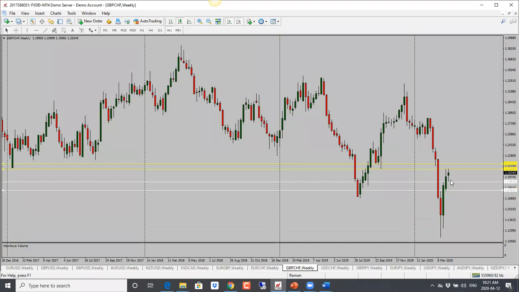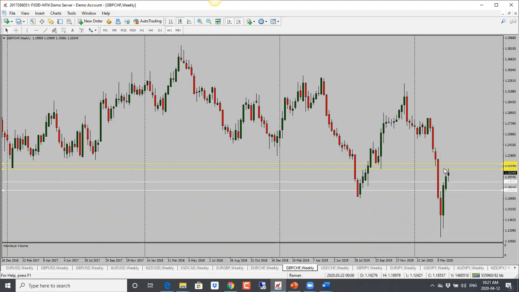Pound Swiss franc here. This one is neutral here. We see that price is into resistance. This is a good support and resistance level, and it hasn't been able to break the previous week's high. And the candle, of course, is an indecision candle. So neutral bias for this one.